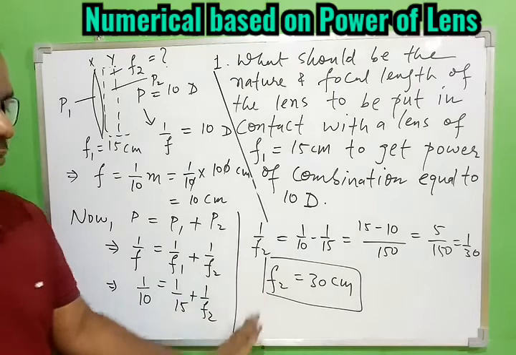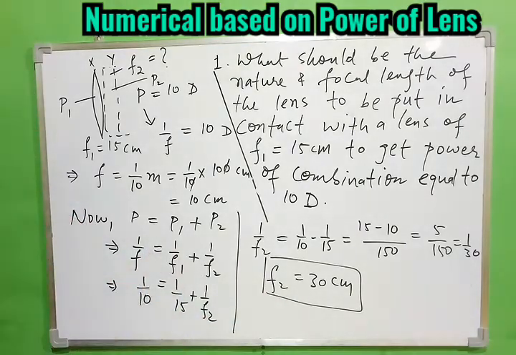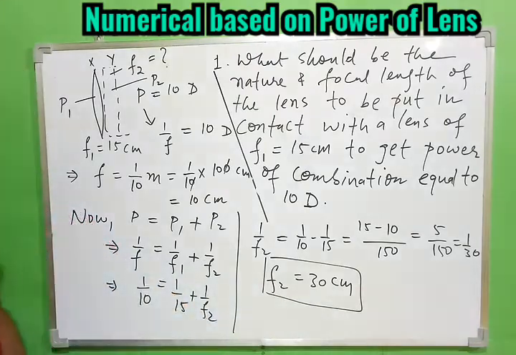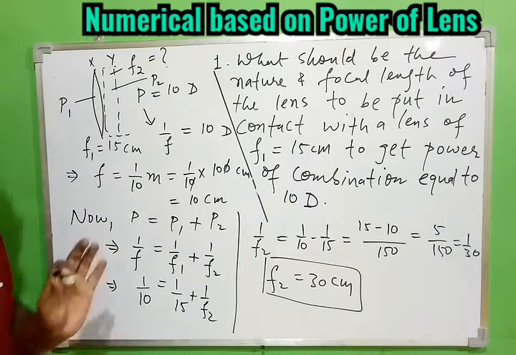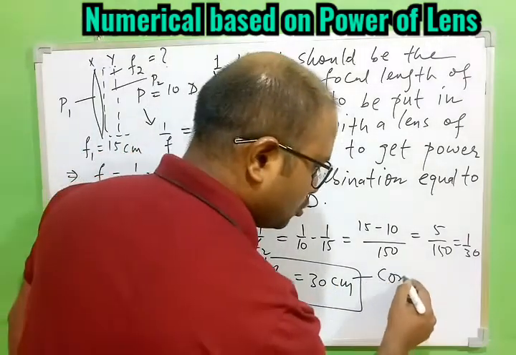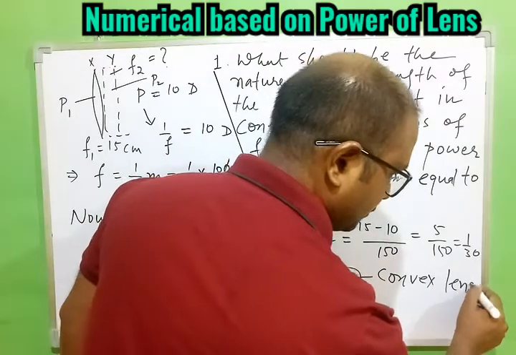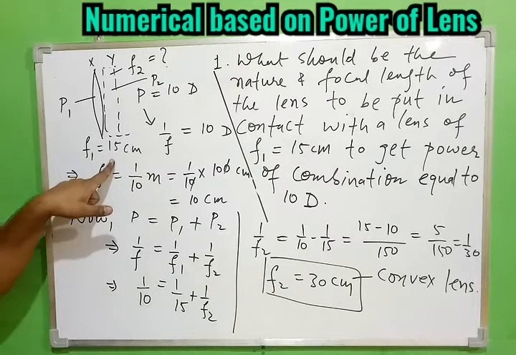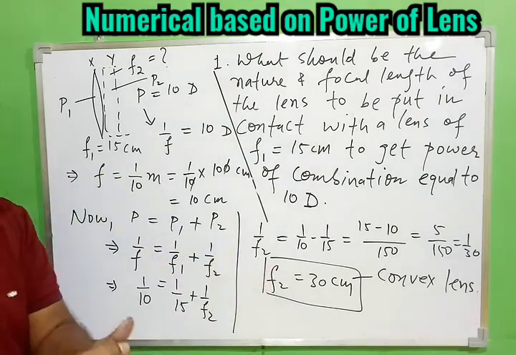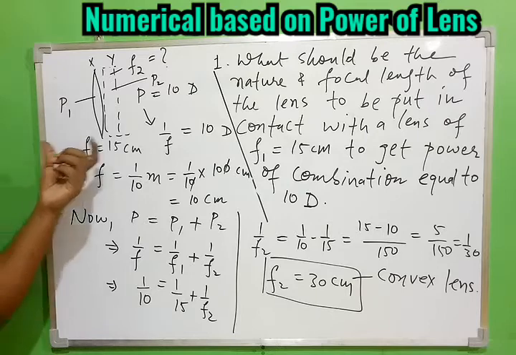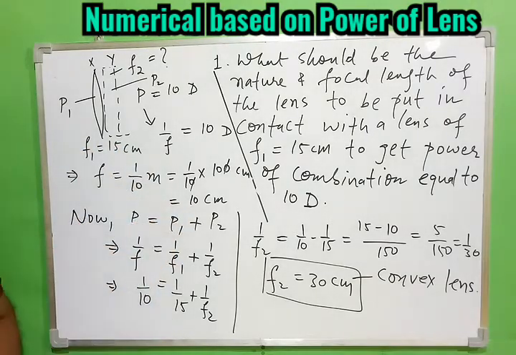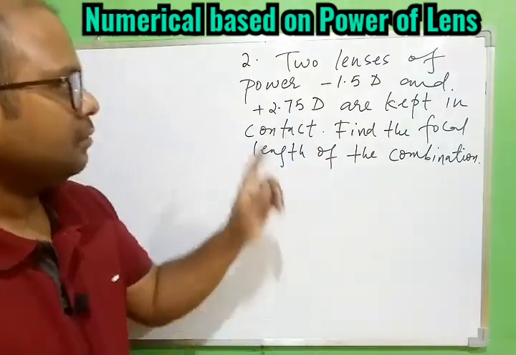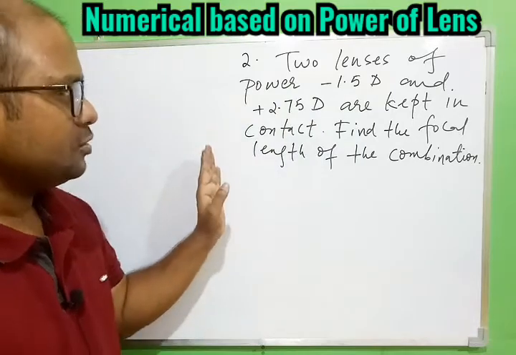So I hope you understood. F2 is equal to 30 because based on the calculation we are getting this, and that is coming positive. And since it is coming positive, we understood the unknown lens is also a convex lens. So we can say if we place convex lenses of focal length 15 centimeter and 30 centimeter close to each other, the overall focal length is how much? 10 centimeter.